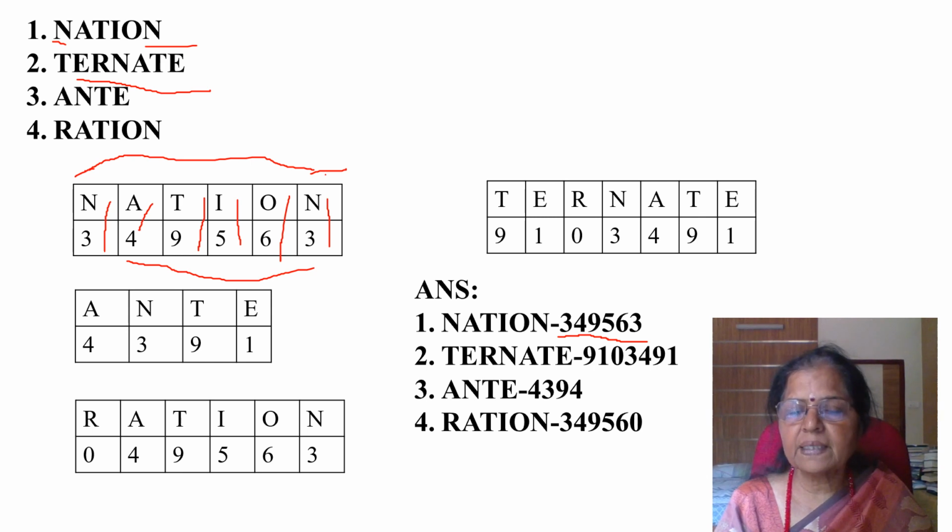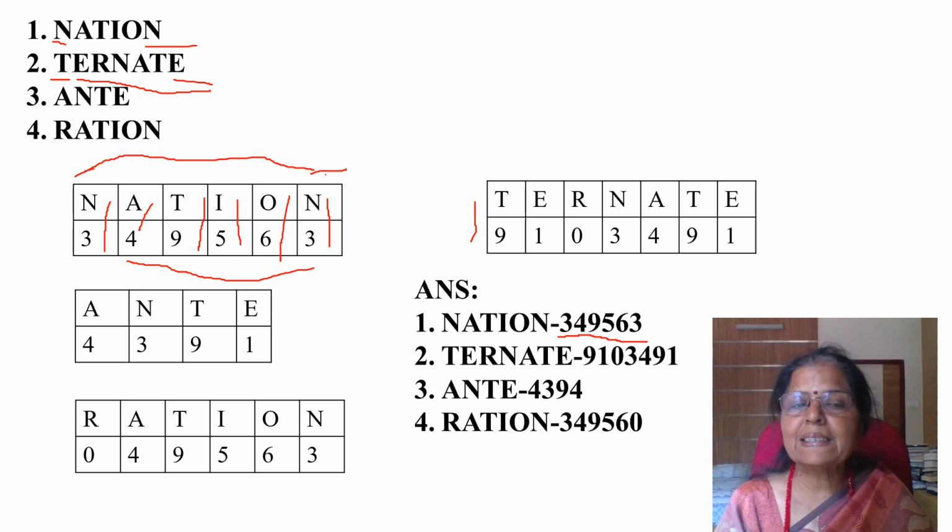Write the letters T-E-R-N-A-T-E. Copy the code numbers from the table given in the question. And this is the number you got. And see the conditions. First condition, what? Both the letters are consonants. No, not both of them are consonant. Only T is consonant and not E. E is a vowel. So the first condition does not apply.